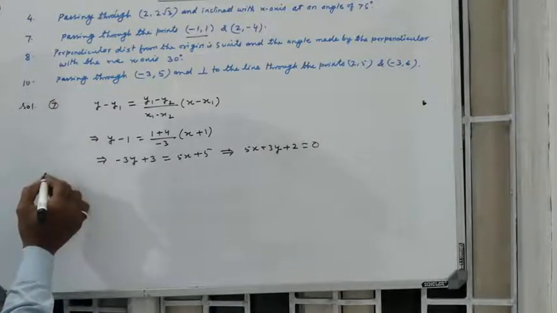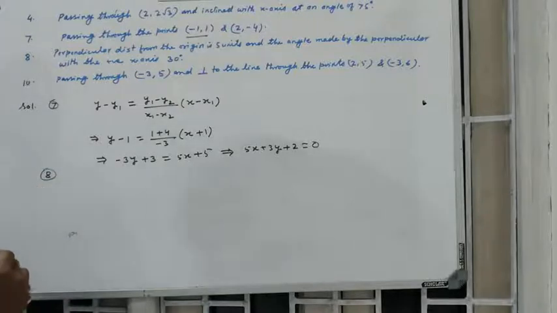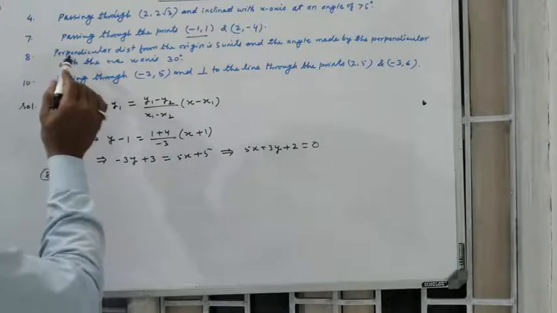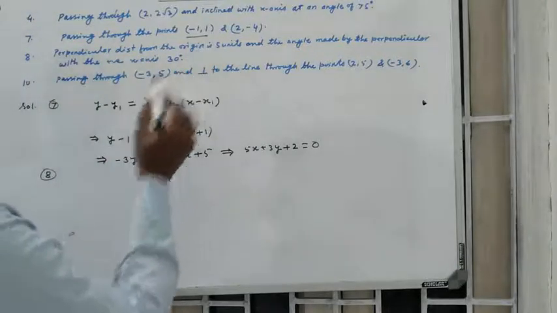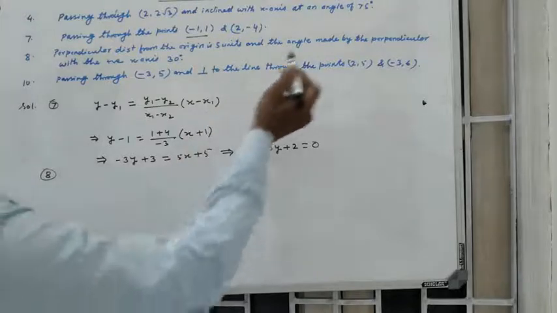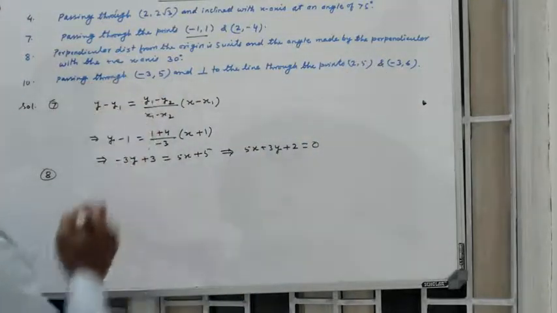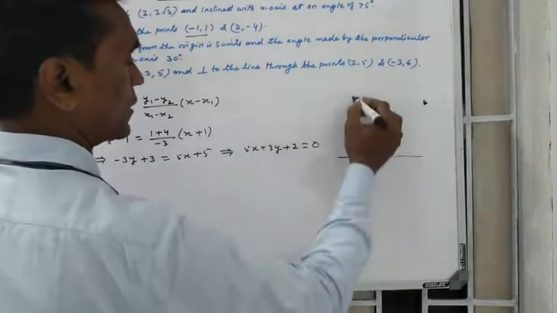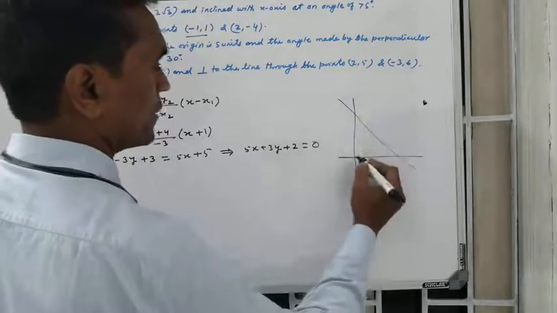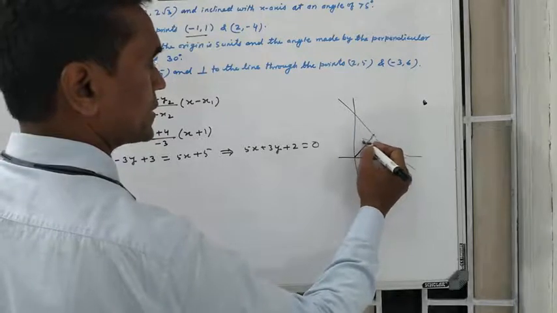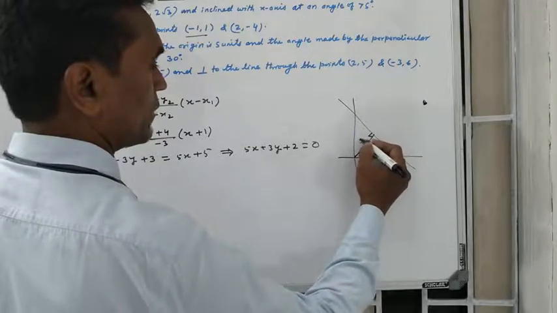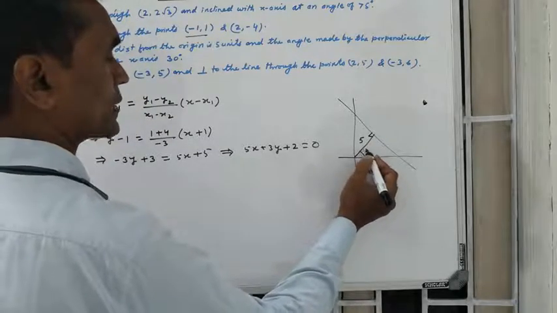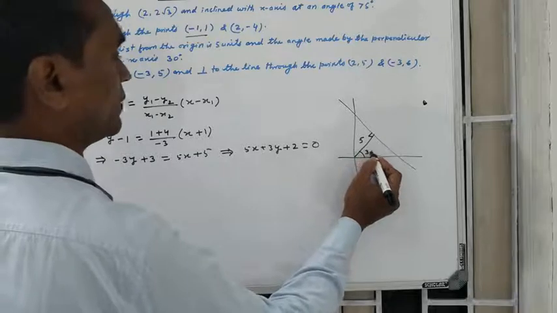And now question number 8. We have to find again the equation of a line whose perpendicular distance from the origin is 5 units and the angle made by the perpendicular with the positive x-axis is 30 degrees. If you draw the rough sketch of this, the perpendicular distance is given, that is 5 units, and the angle made by this perpendicular with the positive x-axis is here 30 degrees.